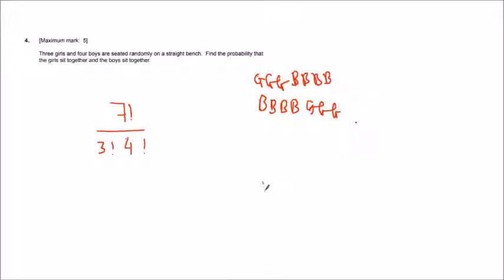Let me do it with a smaller example. So B, B, B, G, G right here. So if we do 120 divided by 3 factorial, 2 factorial, that'll give you 12 possible combos. But we could also have it the other way. So this is actually a 2 times 2, because you could have it both ways like this. But find the probability that the girls sit together and the boys sit together.